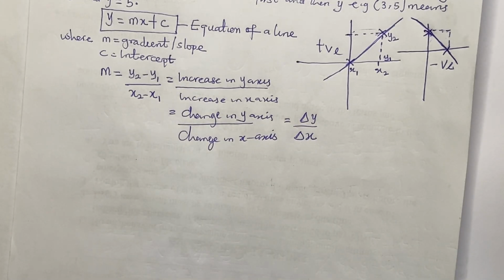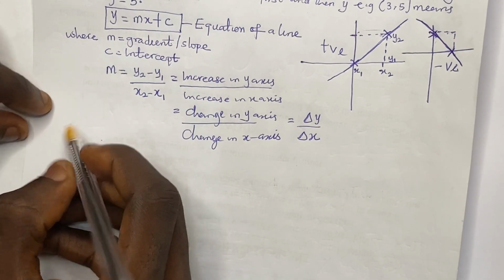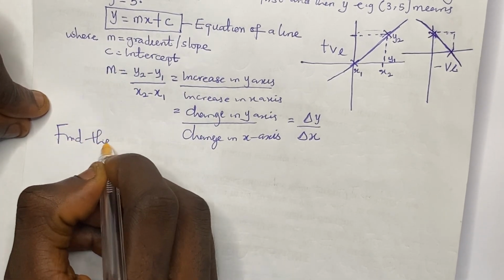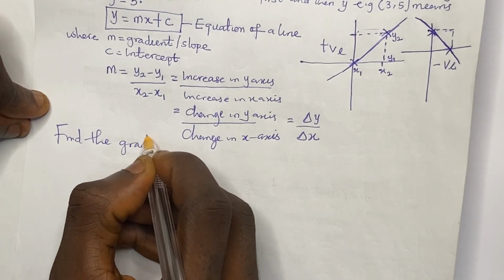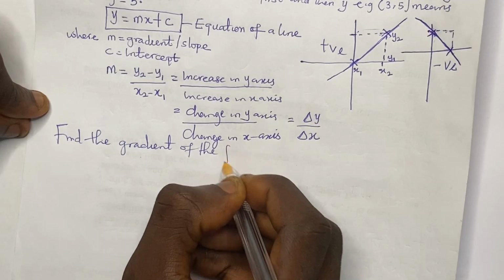So this is what we are going to be looking at today. All right. So let's do some examples. Let's plot some examples on a graph. Let's say we want to find the gradient. So find the gradient of the following.